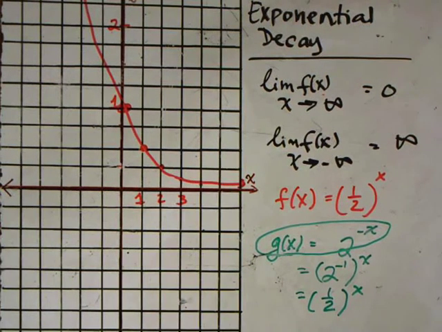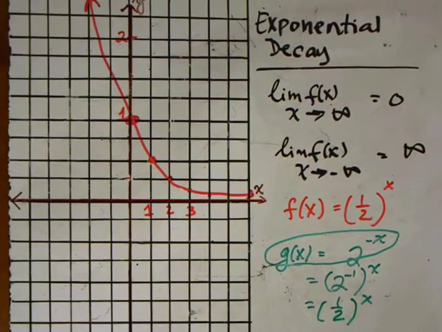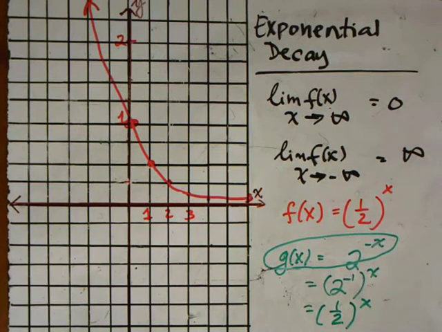So there you have it, an example and a definition of exponential decay. Going forward, you should be able to look at a graph or a function and determine if it is exponential decay or exponential growth.